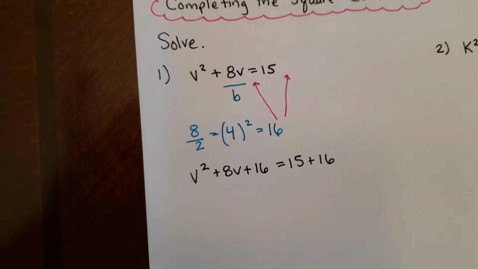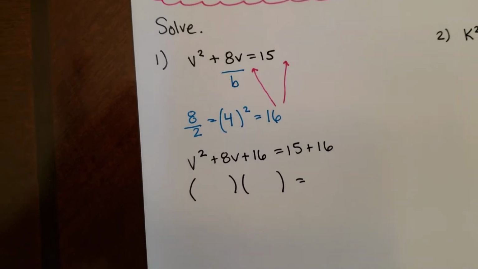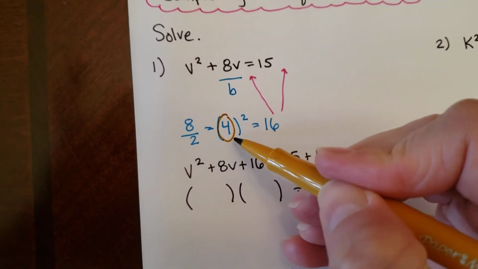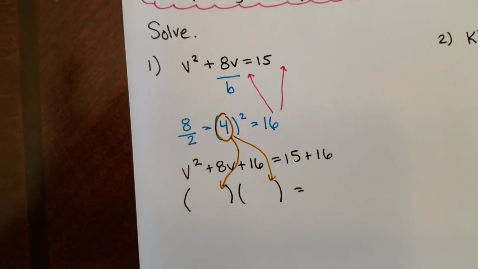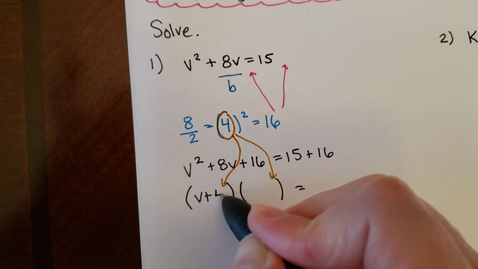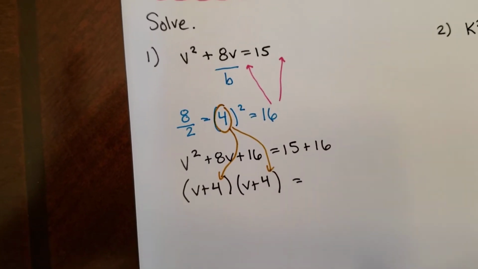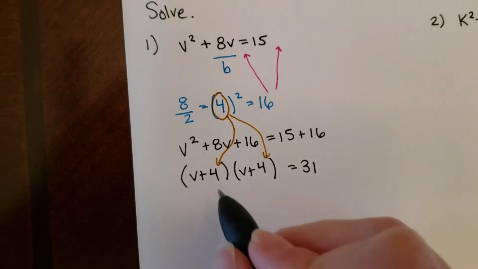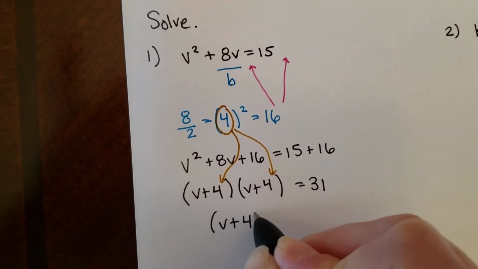We said the left side will end up being 2 sets of parentheses, and you will take the number that's up here. This number, it's a positive, will come down and go into both of those places. So it'll be a v plus 4, and then 15 and 16 will give you a 31. Then, since we have 2 of these, you're going to write it twice, with the squared.